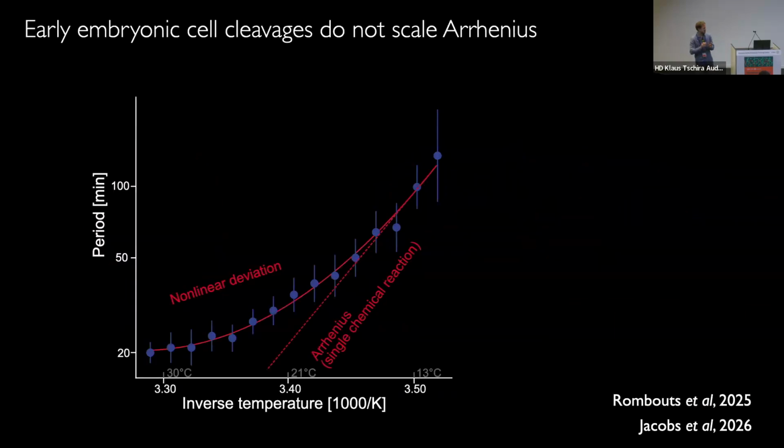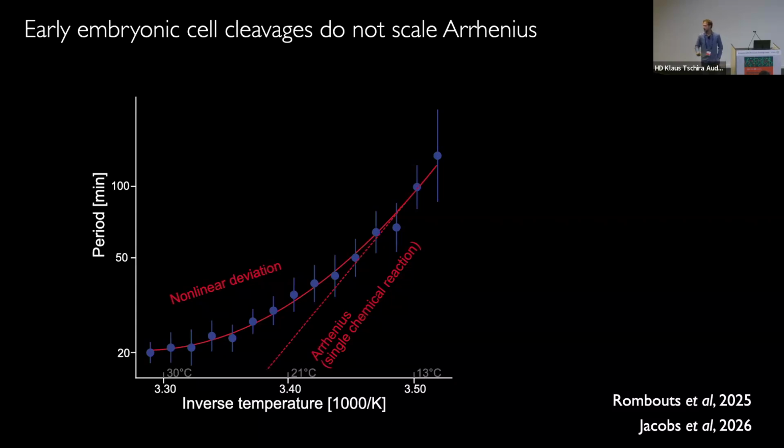Now, what happens with the oscillator if the temperature changes? And that's shown here. What I'm showing you is the period of the cleavages versus the inverse of temperature. And the biochemical oscillator is driven by many different reactions that are interacting with each other. And every single reaction, in principle, is following the Arrhenius law. That is, it scales exponentially with temperature. So in principle, every single reaction is scaling linearly in this log versus inverse of temperature plot that I'm showing here. That's for a single reaction.